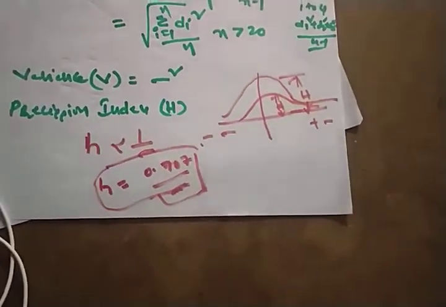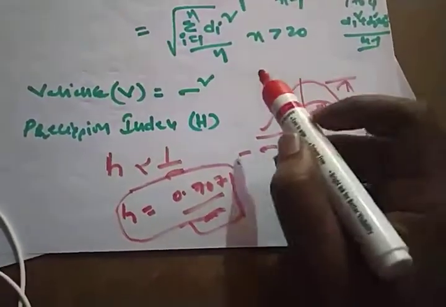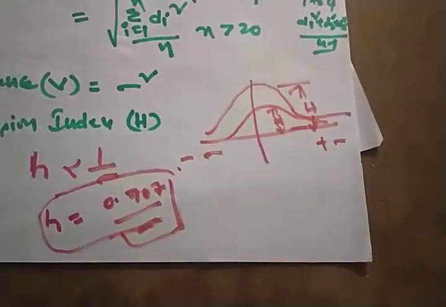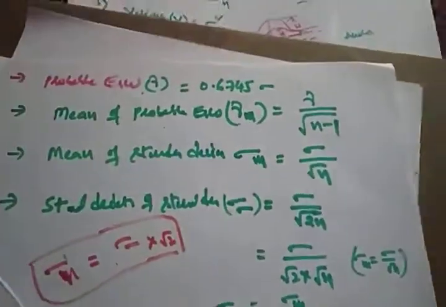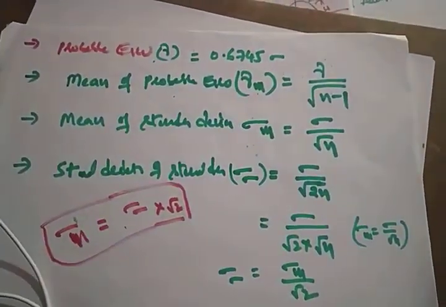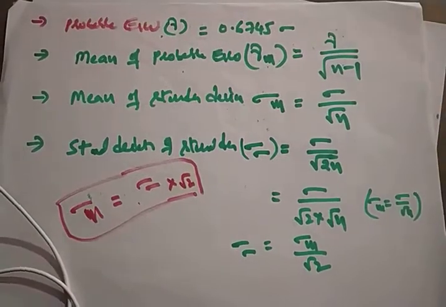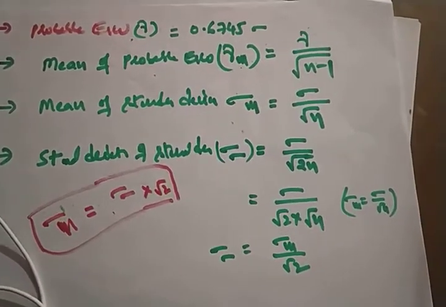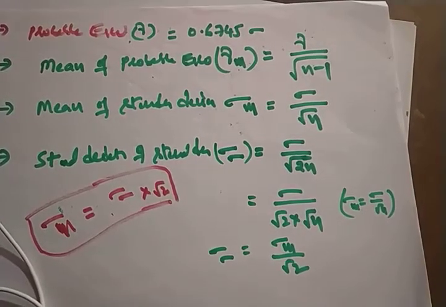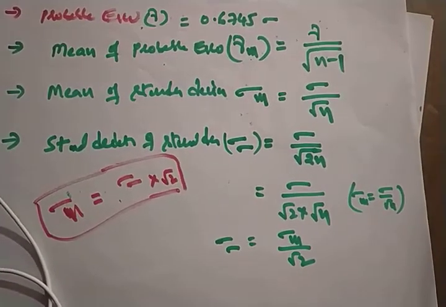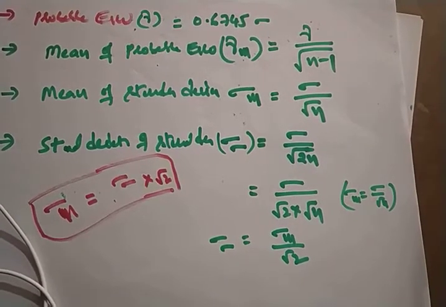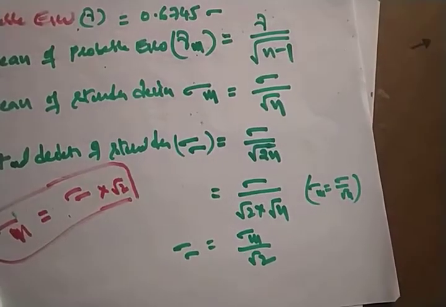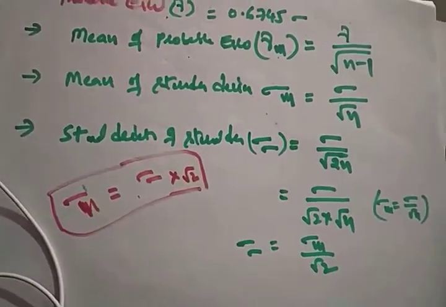If sigma increases, my height is going to be reduced. So you will see here, if sigma goes on increasing, my height is going to reduce, right? And after that, probable error. So what is the probable error? Gamma is equal to 0.6745 sigma. Mean of probable error can be denoted by gamma m, that is equal to gamma by square root of n minus 1. Mean of standard deviation, sigma m, is sigma by root n. Standard deviation of standard deviation, sigma sigma, is equal to sigma by root 2n. Alright, it can be rewritten like this, sigma m by root 2. You can get the last equation.